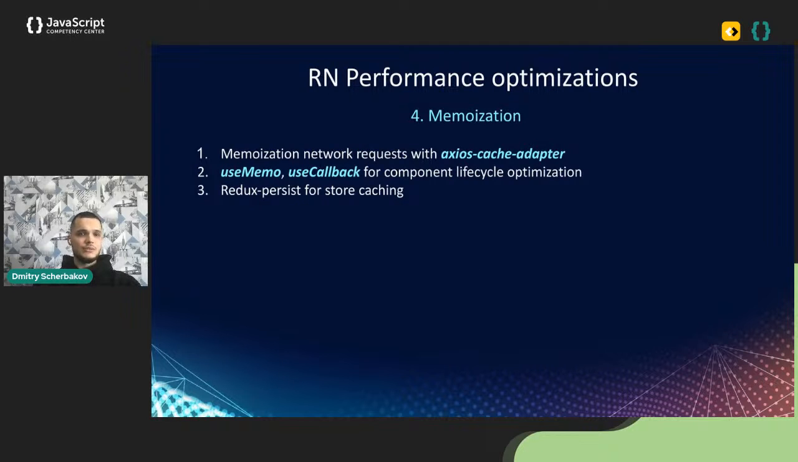So moving on to memoization. First of all, when it comes to data loading, you can use Axios Cache Adapter. It will cache some responses, some calls, and you will have preloaded data if, for example, nothing changed. So you don't need to send this request, or you need to handle that, but you will get a response much faster than with just a simple network request.